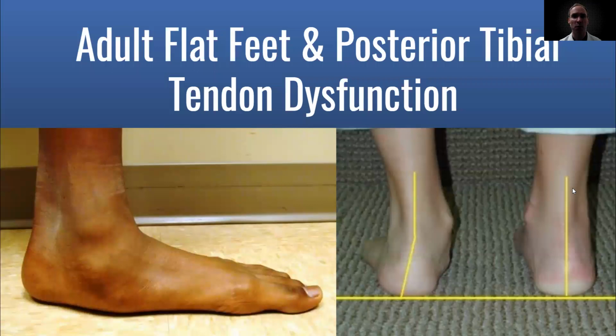Adult flat feet and posterior tibial tendon dysfunction. Once again, this is that foot that's totally collapsed down. They're walking on the arch. The heel position is turned in. Really, basically, you'd call it a really big flat foot that can affect the tendon. Okay, that's why we call it posterior tibial tendon dysfunction.